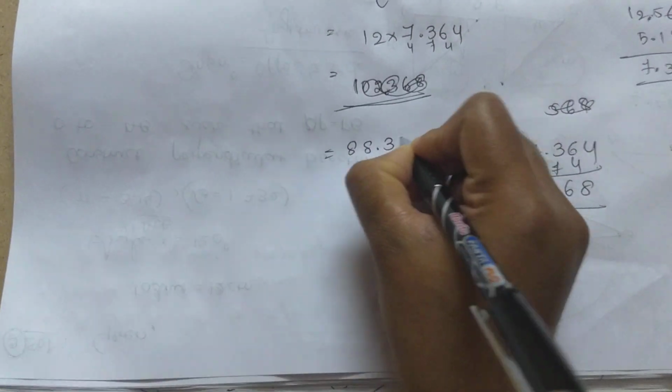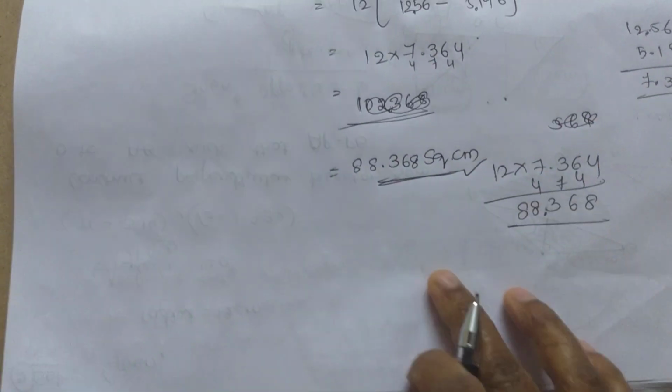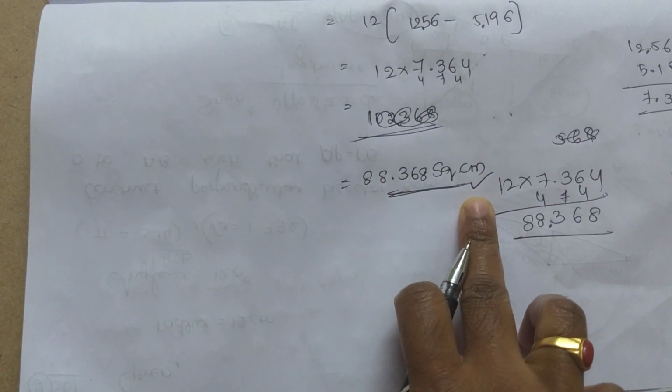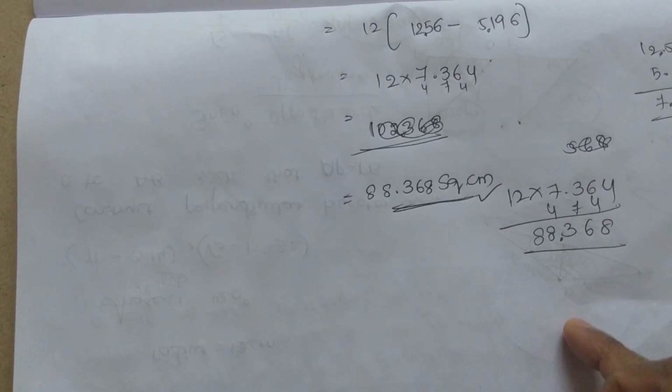So the solution is 88.368 square centimeters. What is this? This is the area of minor segment AQB. So let me re-explain this very briefly.